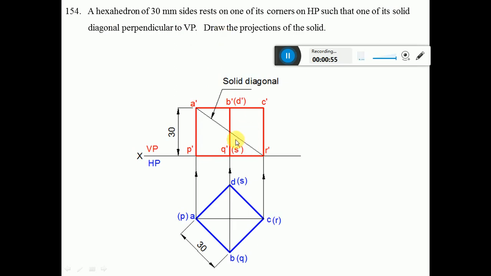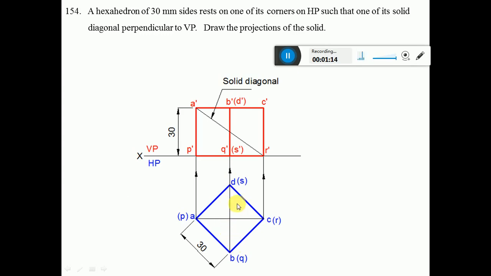Now first we are going to understand what a solid diagonal is. A diagonal is the one which joins two opposite corners on the same plane. That means if you join A and C, then it is a diagonal. If you join B and D, then it becomes a diagonal. It is on the same plane.